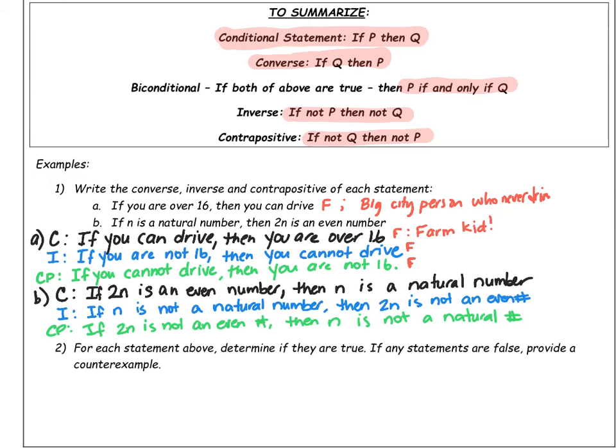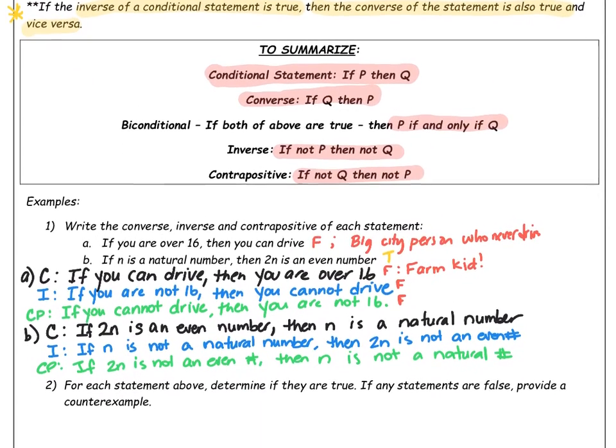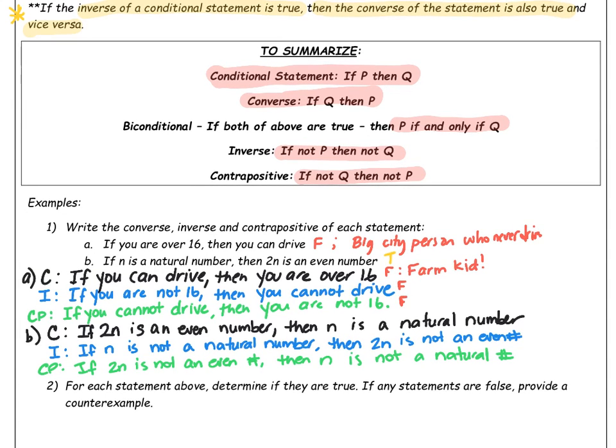Okay, so now we're going to look at these statements and see if they are true or false. So this original statement says if n is a natural number, then 2n is an even number. So natural numbers are the counting numbers, 1, 2, 3, 4, 5. So if I was to substitute in 1, 2, 3, 4, 5 for n, I would in fact get an even number. So that is true. And we know from up above that if the conditional statement is true, then the contrapositive is true. So we don't even have to worry ourselves with all those silly negatives. So we know that one's true.